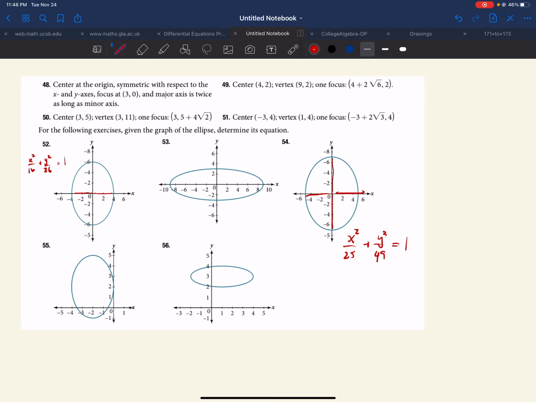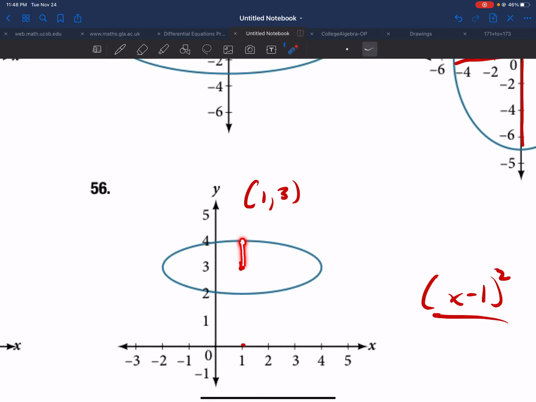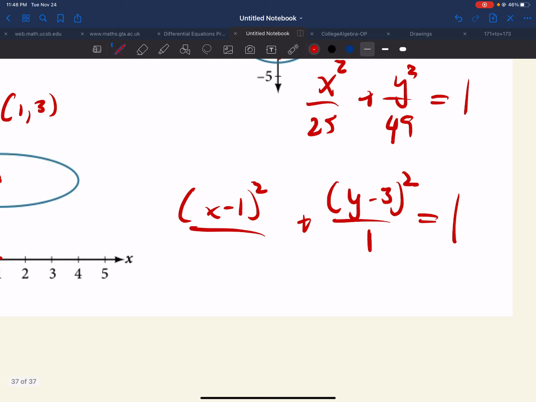And then this one, it looks like if I went over 1, up 3, that would be the center. And so in that case, I know if 1, 3 is the center, it should be x minus 1 squared over something plus y minus 3 squared over something equals 1. So all this is going to do is shift the center from there. This will make it go right 1, and this will make it go up 3, and it'll wind up right there. Now that I'm in there, I can see it looks like I go up and down 1. So underneath the y, this should be a 1.